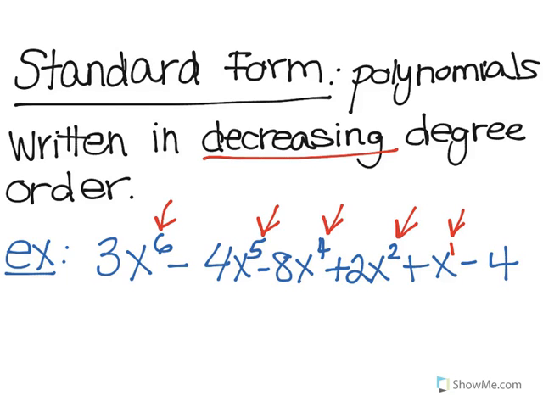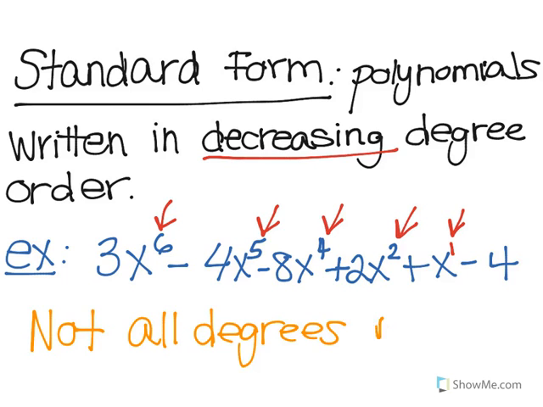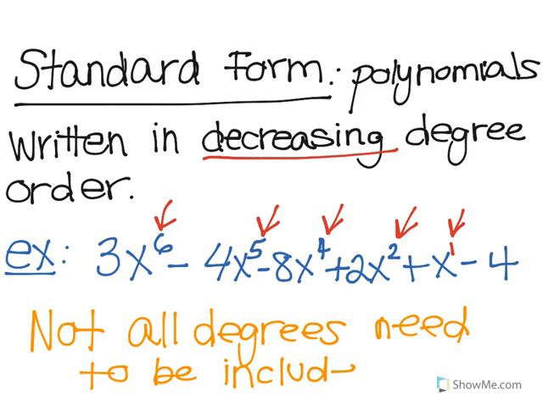And the other note that I just want to say from the slide that you saw before, not all degrees need to be included. And I said that before, and basically what I'm saying is just because we went from 4 to 2, I don't need an x to the third here. I don't need it at all because that would change the value then of my polynomial.